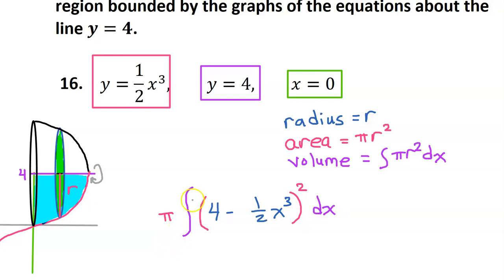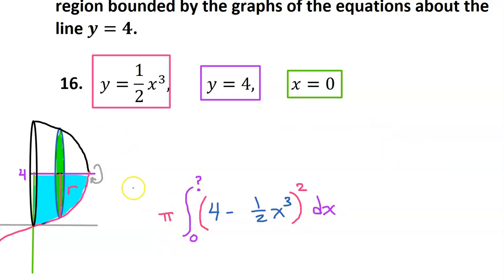What are the limits of integration? Well, this is going to take a little bit of calculation and thought. From left to right, we know that the disks are starting at 0, but how far to the right do they go? That's going to be the x-coordinate of the intersection between the red curve and the purple line. So let's set these equal to each other and solve.